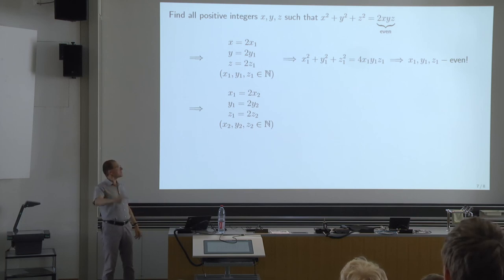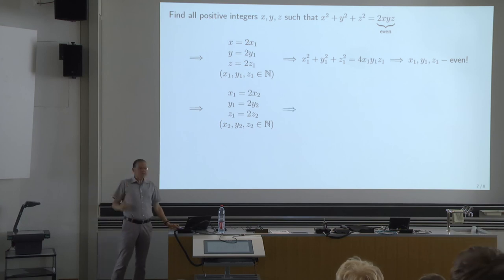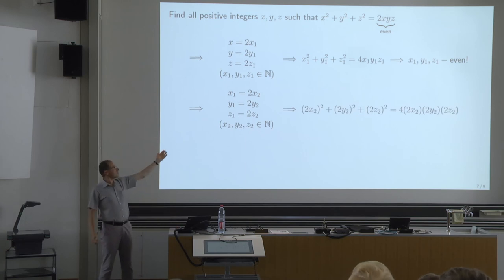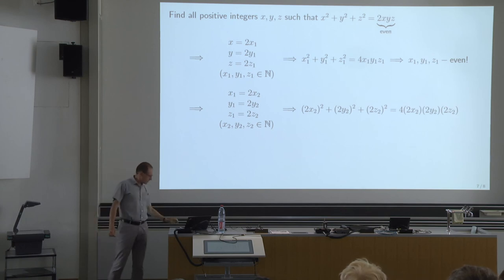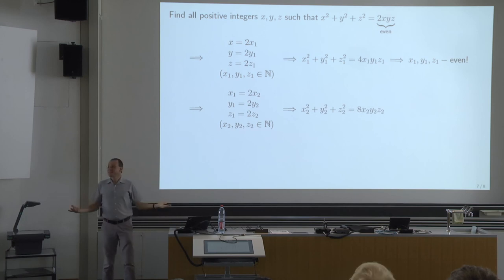The factor becomes 8. Right, so let's see. You just write it down. Let's look at it. x1 becomes 2 times x2, and so on. Each of them becomes 2 times the next variable. Cancel a 4 on the left, cancel a 4 on the right, and you have 2 times 2 times 2. On the right, you have an 8.